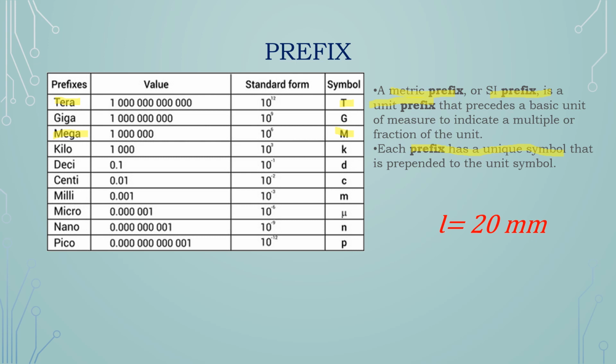A prefix is usually stated in between a numerical value and a measurement unit. Example, here the physical quantity is length and the numerical value is 20. The measurement unit is m, but the prefix is milli, small m.